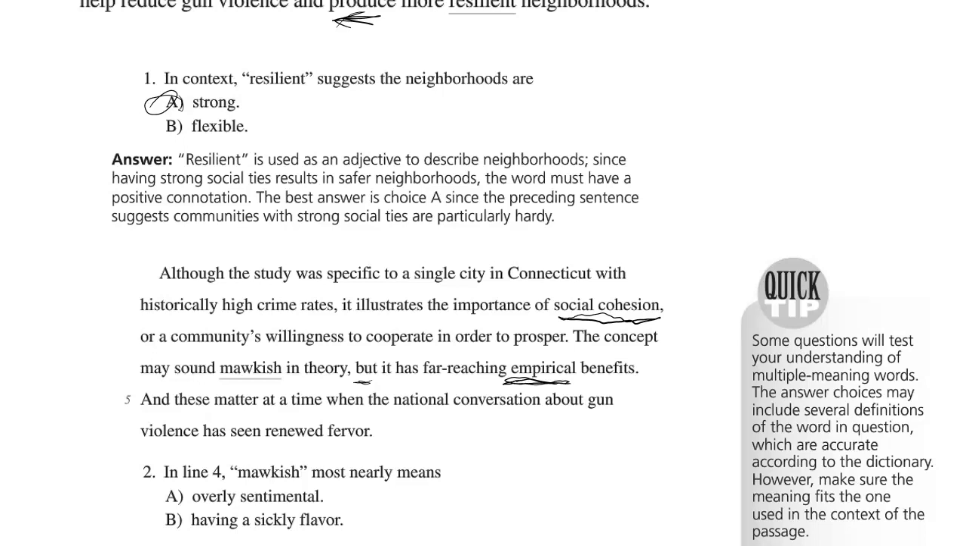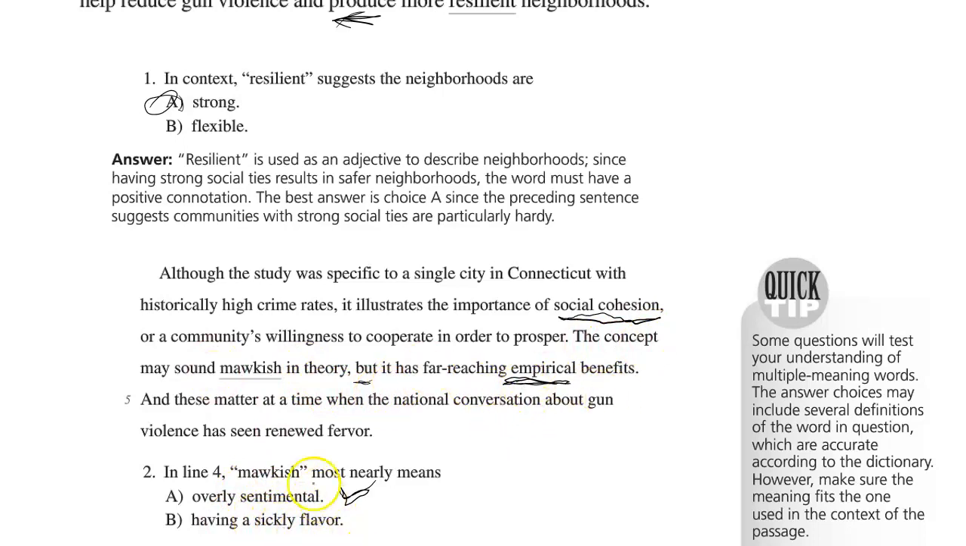And so we can see here that this is relating to the concept may sound mawkish, however, it does have these benefits, these empirical, like scientific benefits. And so the one that's standing out as fitting the context of the passage is overly sentimental. And if we plug that in, the concept may sound overly sentimental in theory, but it has far-reaching benefits.